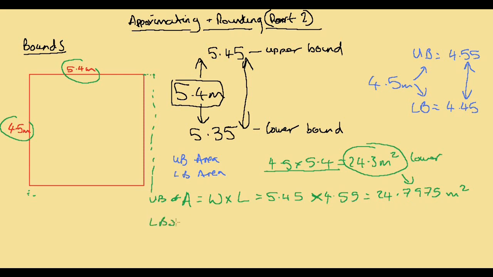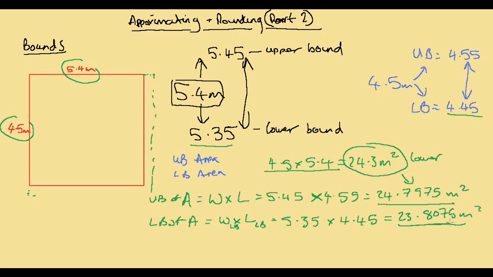What about the lower bound then of the area? Lower bound of area. Well, that would be when the width times the length give the lowest possible area, and that should be when the width is low, so the lower bound of the width, and then the lower bound of the length as well, which is 5.35 times 4.45. And one thing you need to be really careful of here is that you're choosing the right numbers, because it can be easy to get a little bit mixed up. So if you're not following, just wind back. But anyway, from the calculator, 23.8075 meters squared.